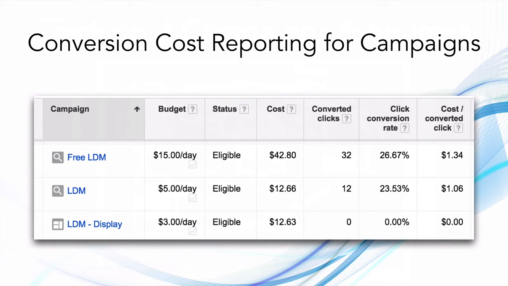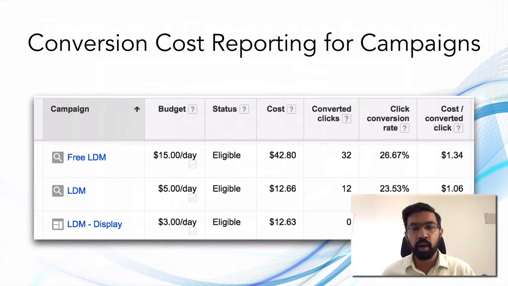So what we will do is that for the second campaign we will increase the budget and we will try to increase the number of leads at the least cost per converted click. So it does not matter how many clicks this campaign gets, it matters what is the cost that you are paying for a converted click.